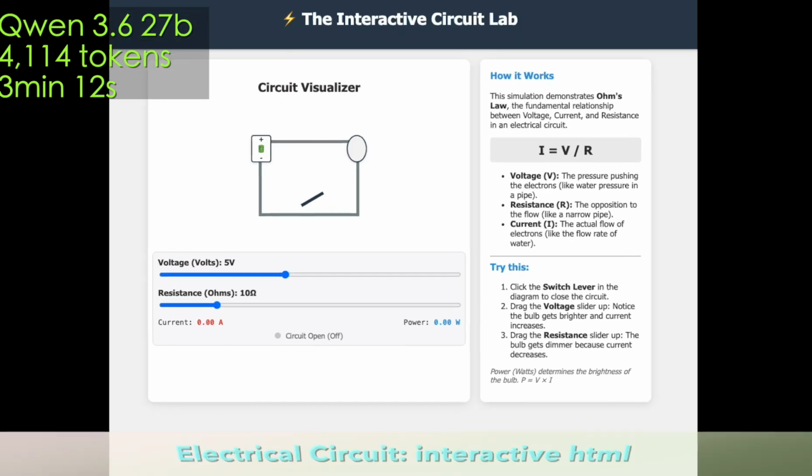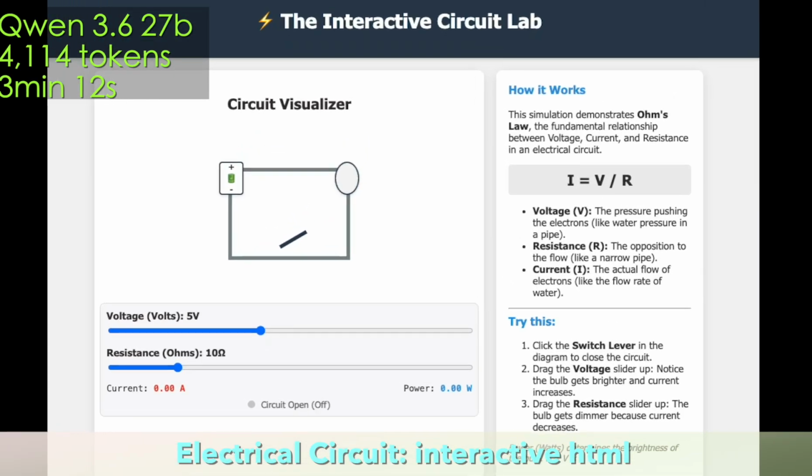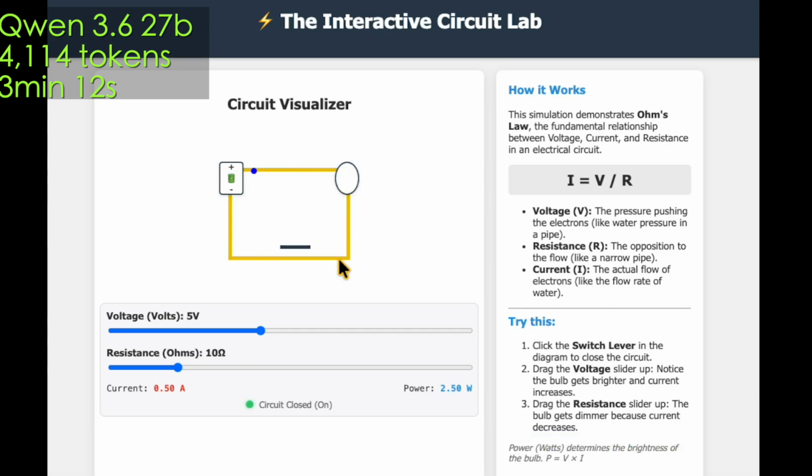So for this electrical circuit explainer task, the Qwen version has more info and adjustments, but doesn't work properly. The voltage slider does move the electrons faster, but the light bulb doesn't work. The resistance slider also doesn't do anything. And it took over 4,000 tokens in 3 minutes to produce the page.